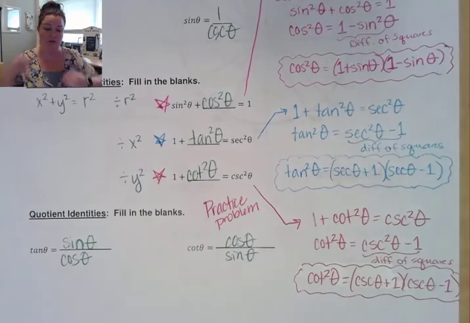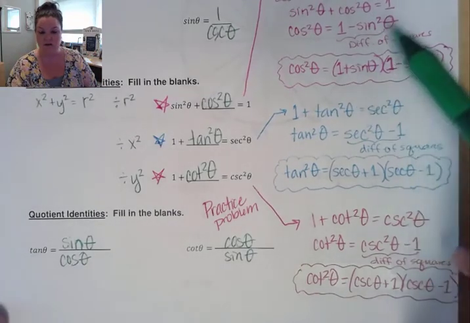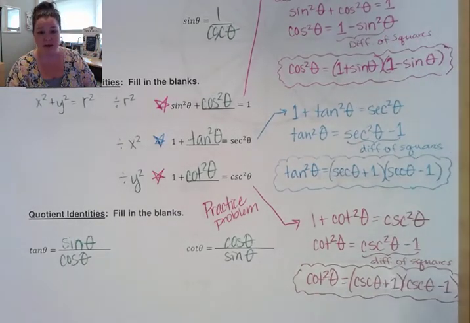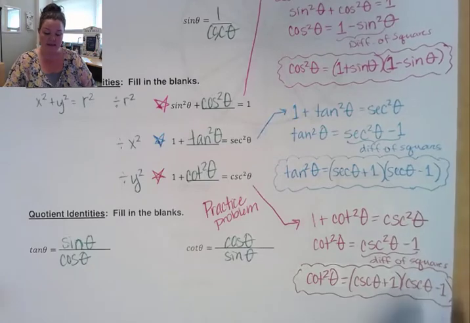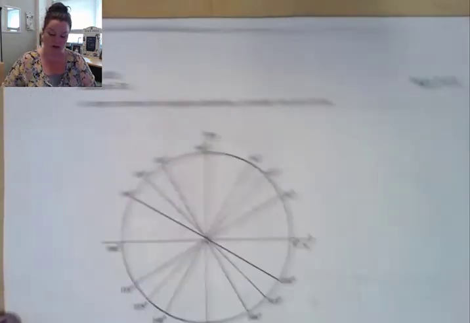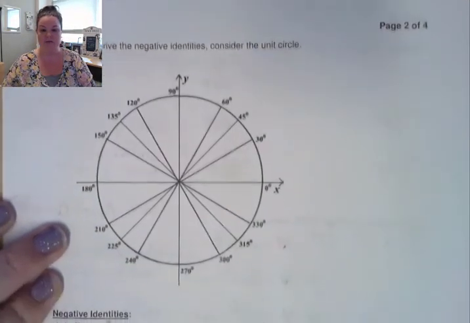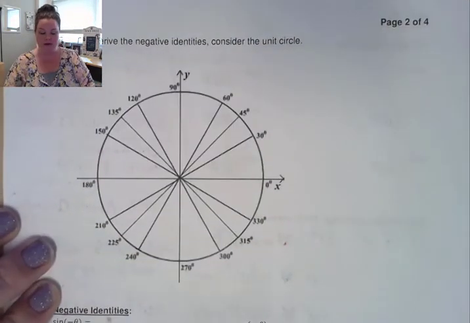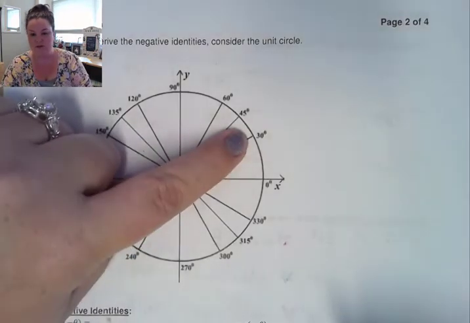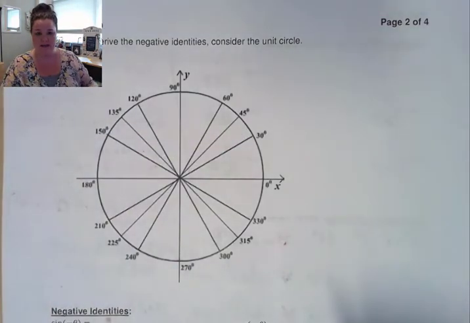Okay, we need to be able to recall them relatively quickly and know how to rewrite them in their equivalent ways. The other identities that I want to go over in this first part of 5.1 are our negative angle identities. I'm just going to use 30 degrees as an example.